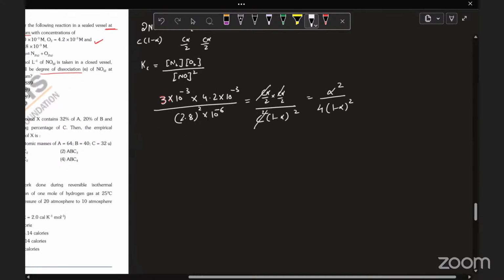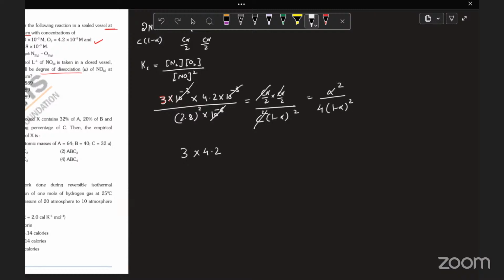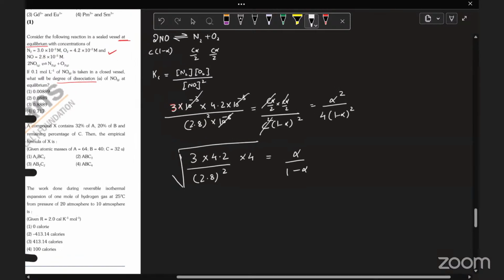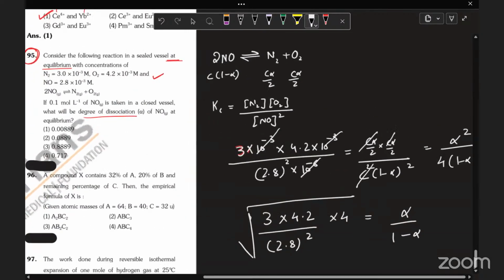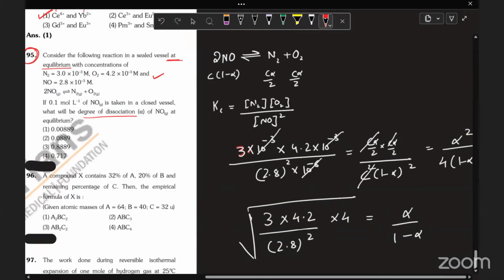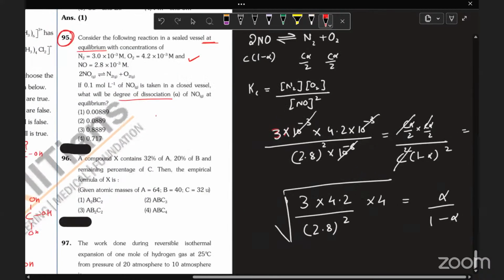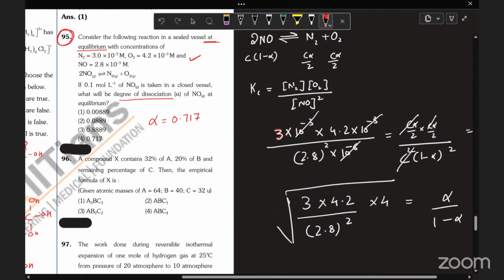So this is like what? 3 into 4.2 minus 6, minus 6 upon 2.8 whole square, into 4 is equal to alpha upon 1 minus alpha. This will be under root. So if you solve this, the value of alpha that you get here is nothing but 0.717. I'm just avoiding the calculations.